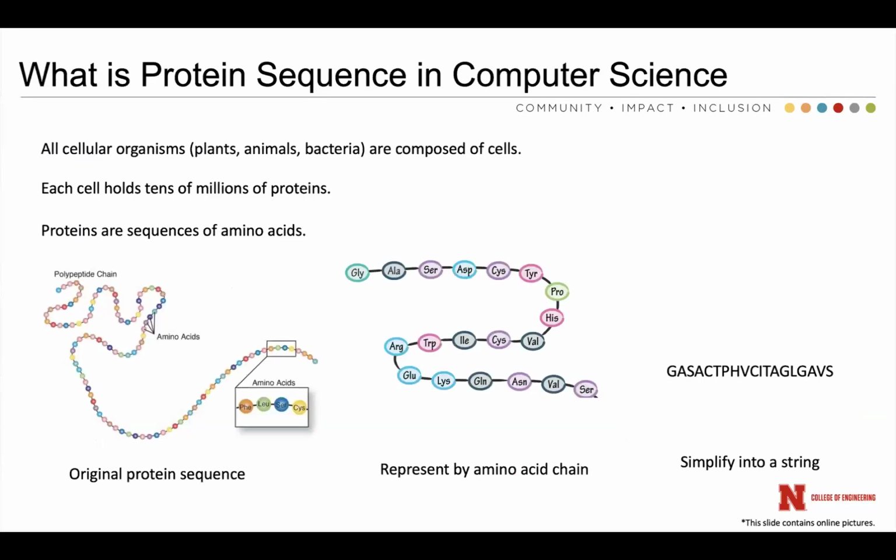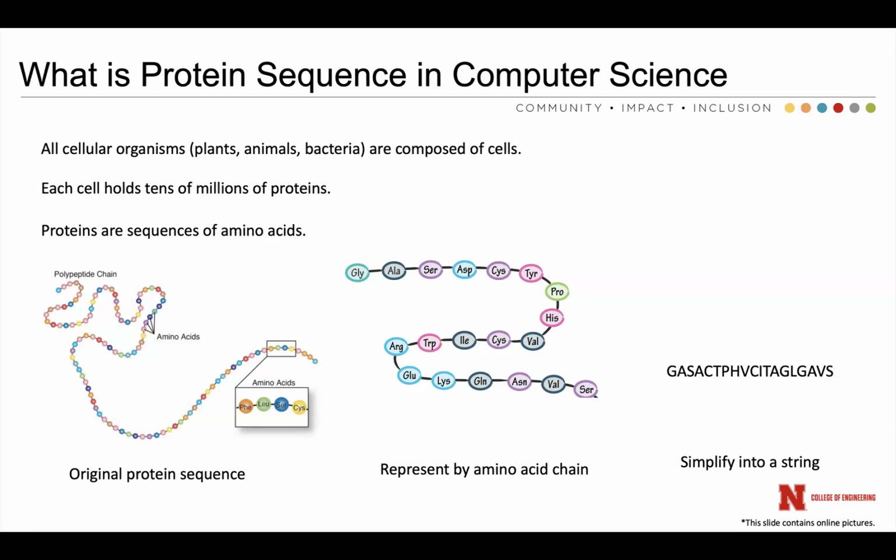So what are protein sequences? We know that plants, animals, and microbes all contain a lot of proteins in their cells. Proteins are sequences of amino acids. Each amino acid has a name. If we use a unique letter to represent each amino acid, then a protein can be represented as a string of alphabetic letters. For example, the protein on this slide can be represented easily as GASA, CTPH, and so on.